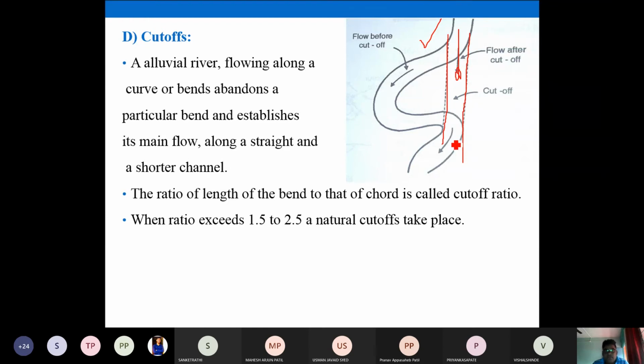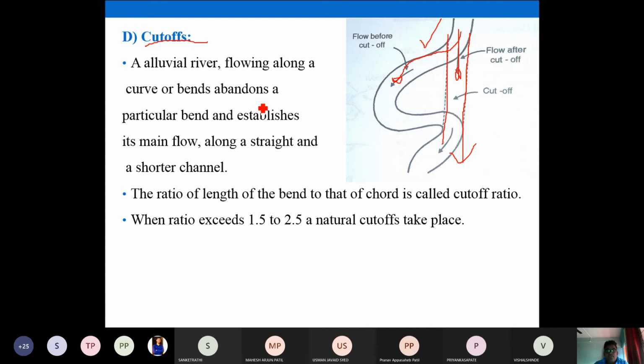So the river is allowed to flow along it. When the river is moving in a zigzag manner, or the course of the path is going to be changed, then by provision of the cutoff we again divert the flow from the river into the downstream direction. Such structures are provided, that is a cutoff.